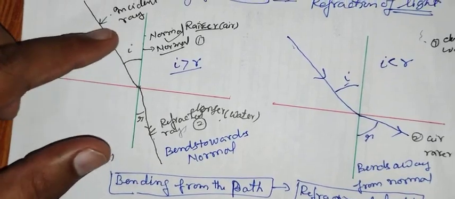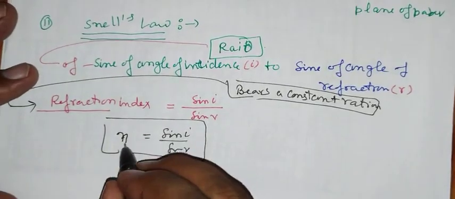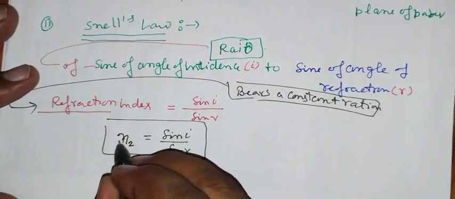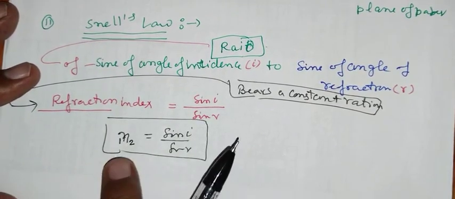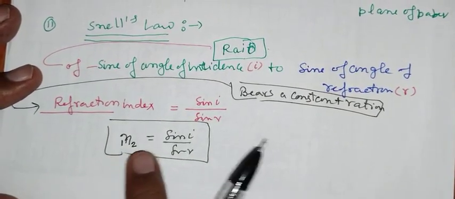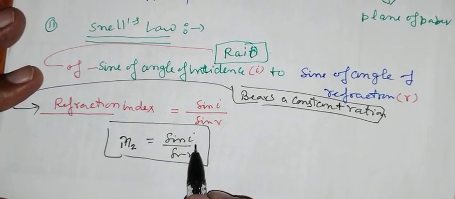When a ray of light passes from medium 1 to medium 2, the ratio is called the refractive index of medium 2 with respect to medium 1. It is written in this form: n12 = sin i / sin r. This is the constant ratio.